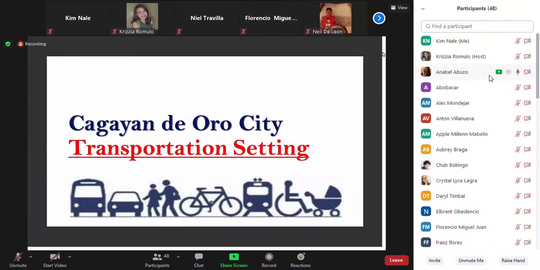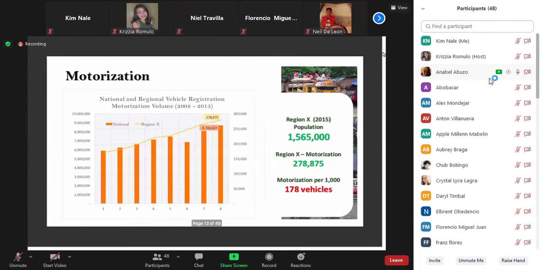So notice, I introduced the idea, set the geographical setting and boundaries. And now I go to my topic, the transportation setting. All in 6 slides only, I finished the introduction. So I'm now going to the subject, which is transportation. I'm showing the facts, how much the motorization is in the region and in the city, and computing the motorization per 1,000 persons. I computed this from the region's motorization against our city and the national level.